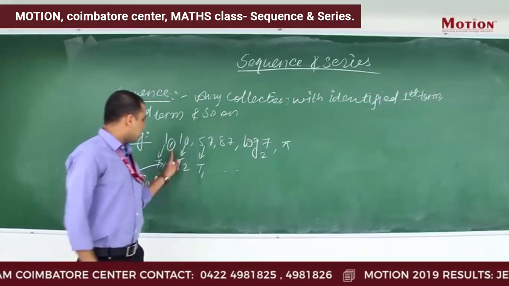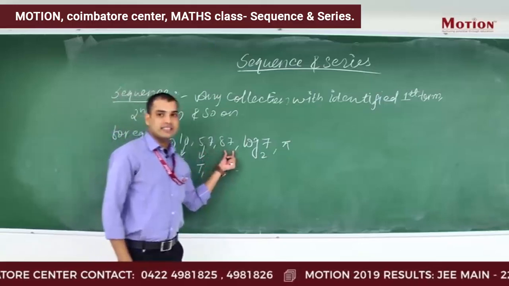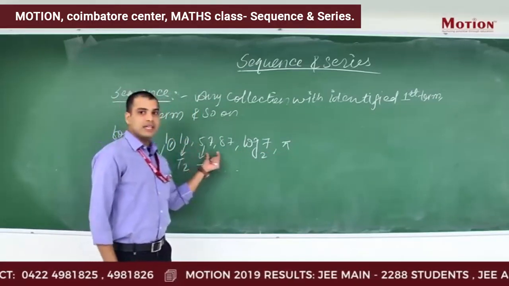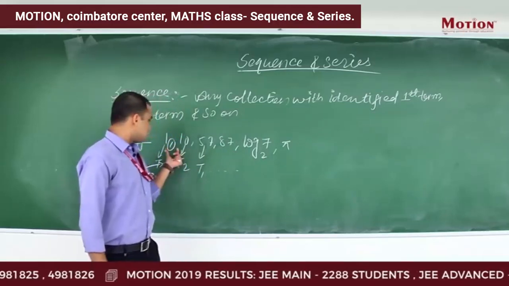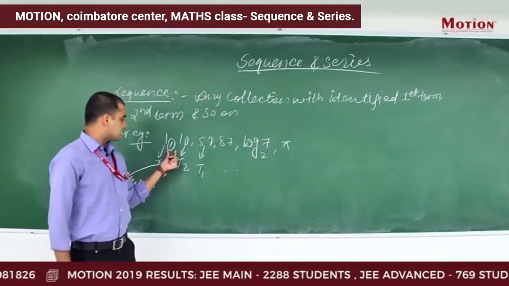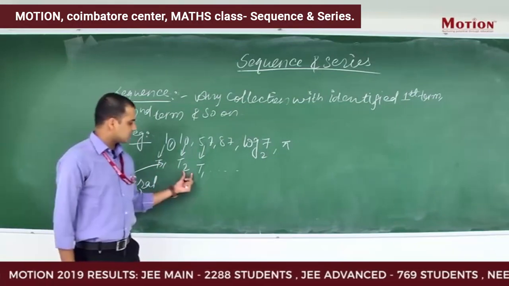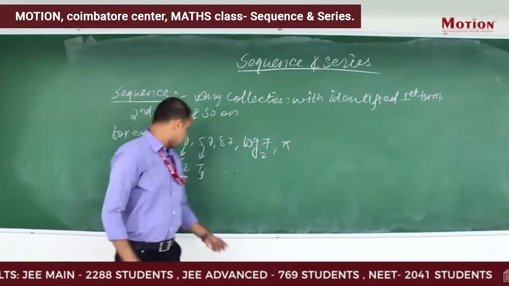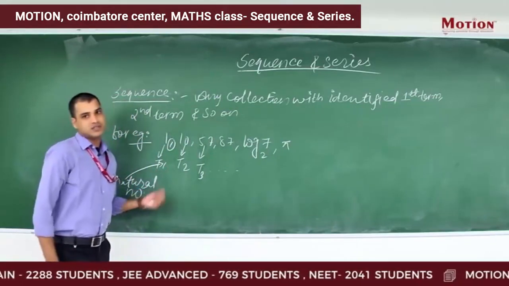For example, 1, 10, 57, 87, log 7 to the base 2 and pi. Here we can take any mathematical quantities, so there is no rule for a sequence. Here we are differentiating by commas. This is our first term, this is our second term, this is our third term. In this way it is going. This lower subscript should always be a natural number.